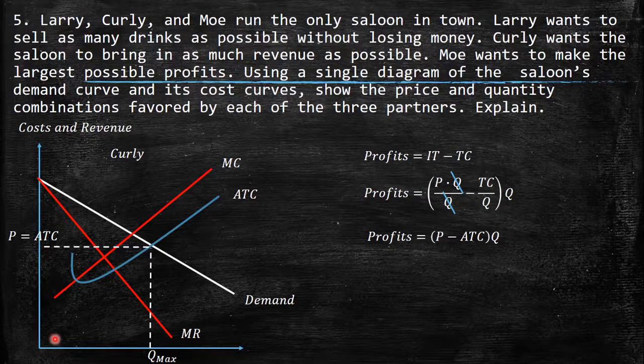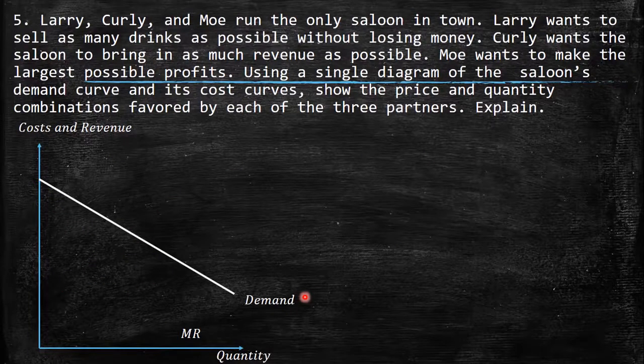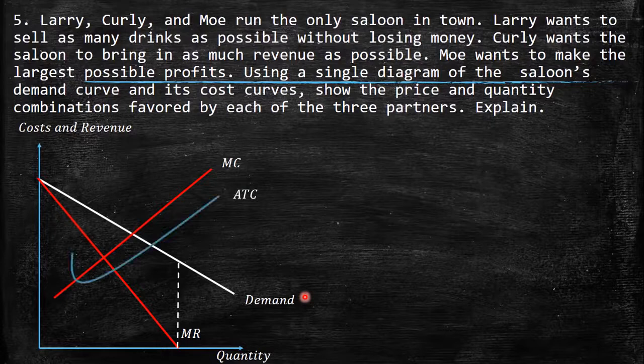So this one is going to be the income or the revenue, and the total cost is going to be exactly this one, because average total cost times Q is going to be total cost. So this is going to be exactly the same one. Second situation is about Curly, right?